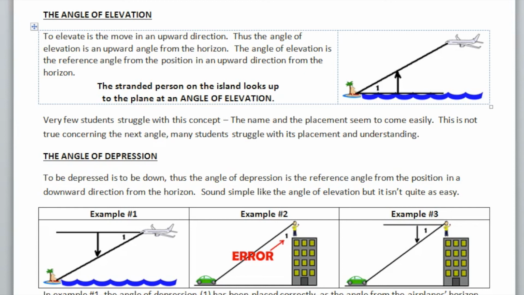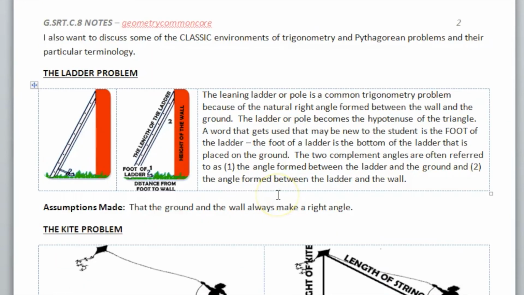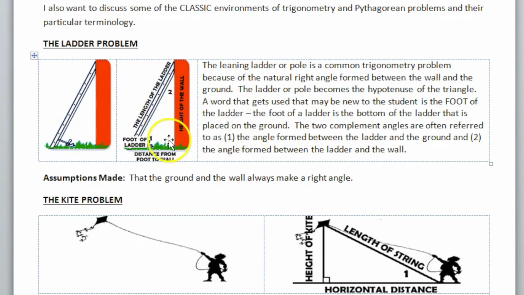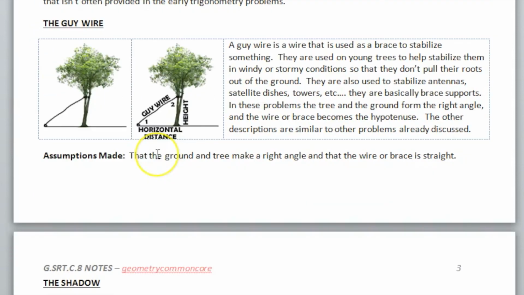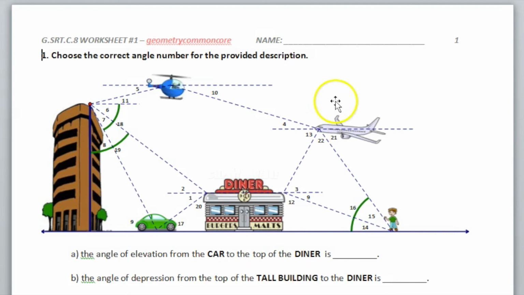We cover a whole lot of information about basic trigonometry and the application problems. And so this is just a standard classic tree problem, height of tree, that kind of thing. But just to show you what the materials provide you here, we talk about angles of elevation and angles of depression. Talk about the common error that takes place there. We identify the words used in ladder problems and kite problems and guy wire problems and shadow problems and so on.